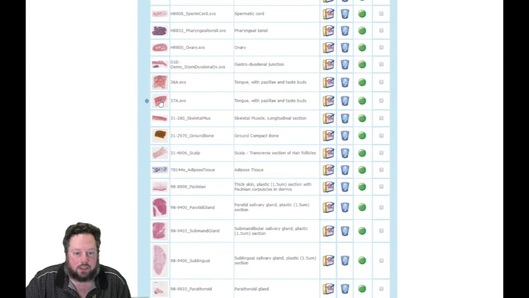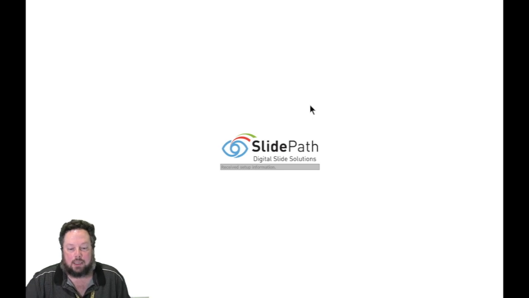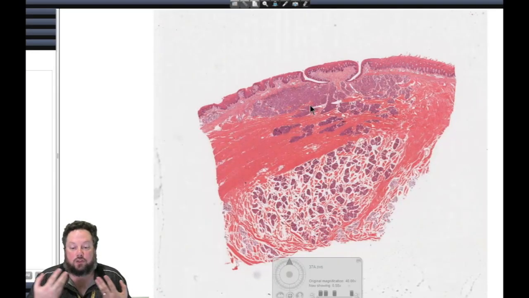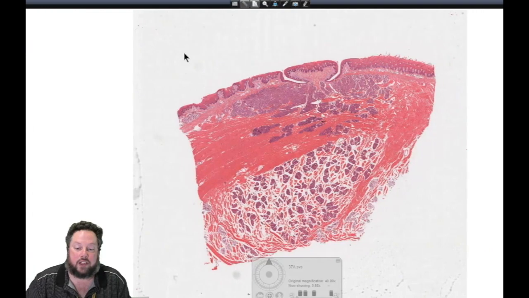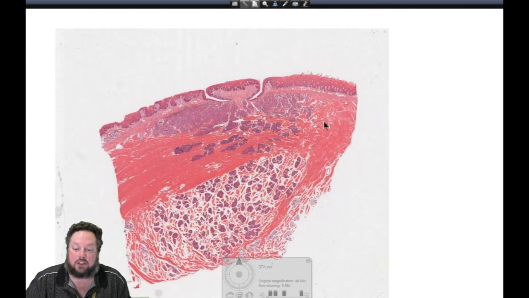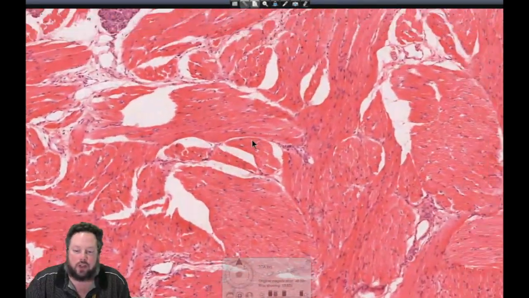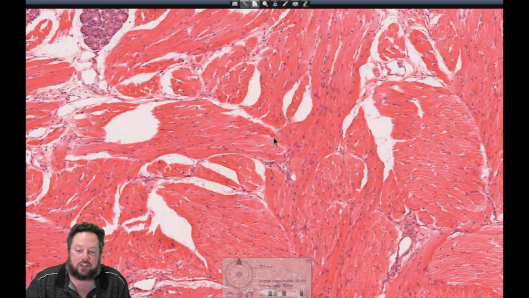Sorry, excuse me while I look for the section of the tongue. So if you remember, one of the ways to distinguish a section of the tongue is to look for skeletal muscle fibres which are running in many different directions. So here we've got our section of tongue, and we can see our skeletal muscle fibres here running in 3 different directions.